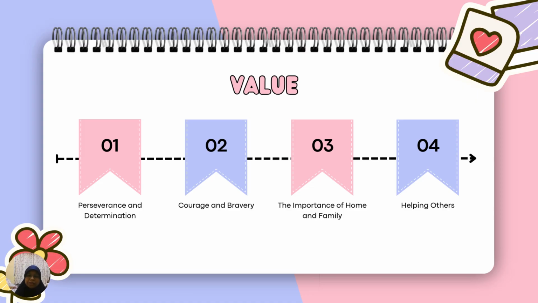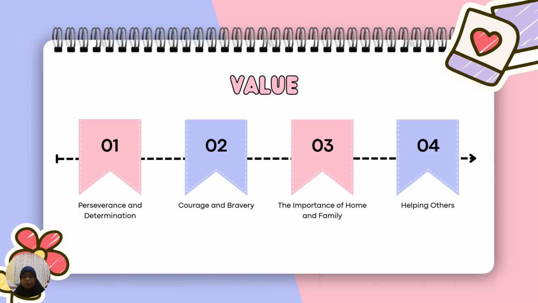Secondly, courage and bravery. It teaches pupils to be brave and face their fears, even when the path ahead is unknown or intimidating. From the story, the lost cat, possibly in unfamiliar territory, shows courage as it navigates its way back home, reminding us that courage is important when facing new or difficult situations.